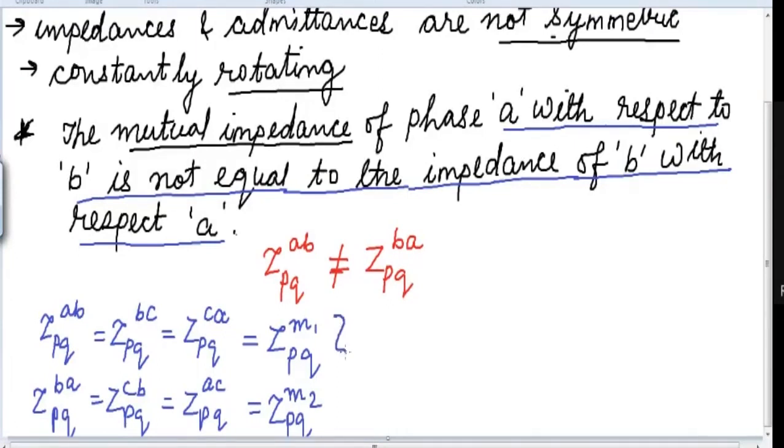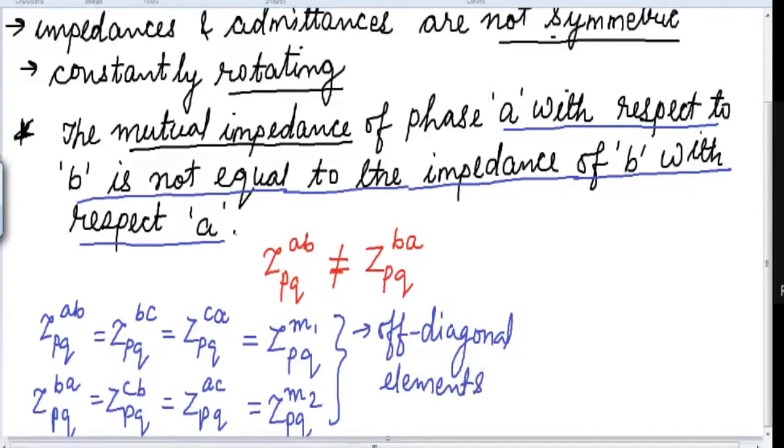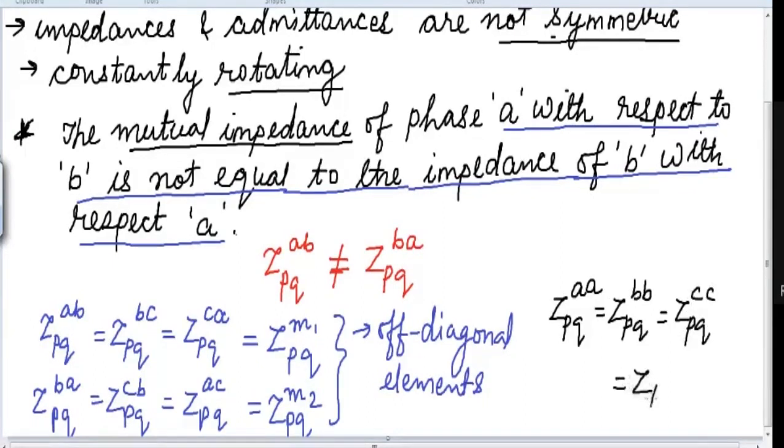These are the off diagonal elements. Off diagonal elements will have the terms in this way, and the diagonal terms will be equal to each other. So I will write here ZPQAA will be equal to ZPQBB will be equal to ZPQCC, that is equal to ZPQS. This will be the same as it was in the symmetric case also, but in case of the off diagonal elements there will be a change. So in case of the rotating element, there is a change in the off diagonal elements.